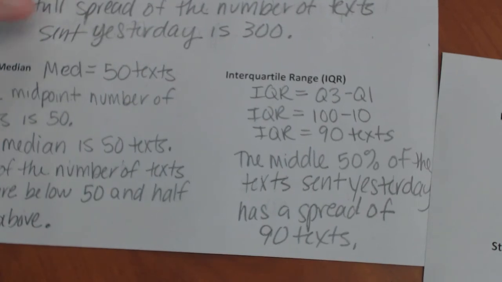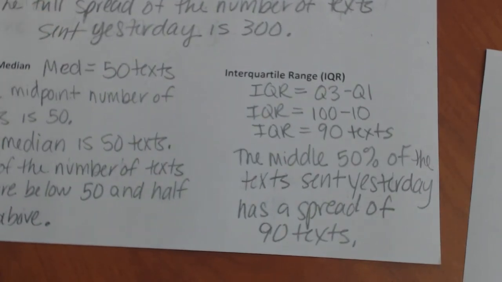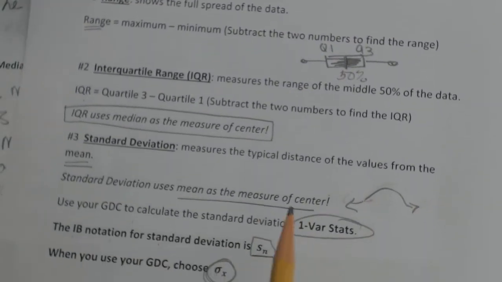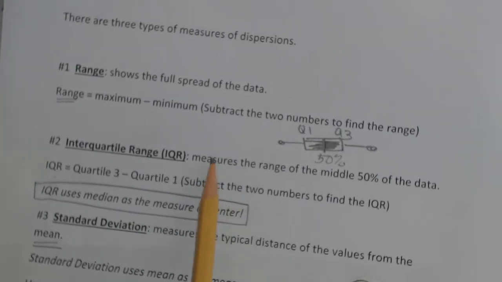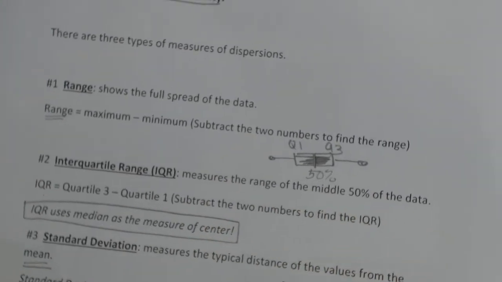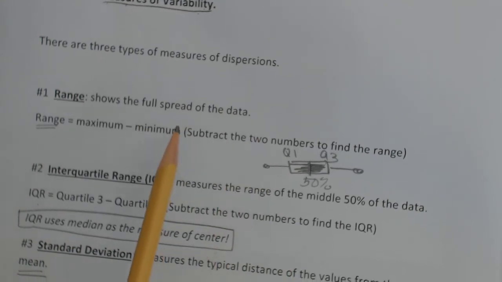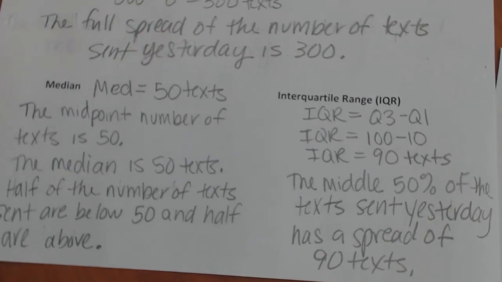And lastly, IQR. IQR is Q3 minus Q1, which you'll see is 100 minus 10, which is 90 texts. And that's the middle 50% of the texts sent yesterday has a spread of 90 texts. And please notice, back on your notes, I say all of these things. Measures the typical distance from the mean. Measures the range of the middle 50% of the data. Shows the full spread of the data. So I just used my definition to be able to put my numbers into context to give a good interpretation of the data.